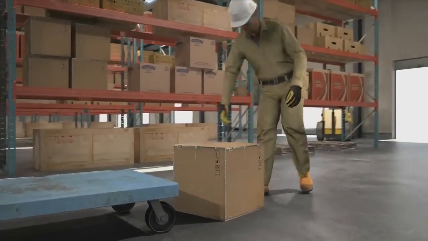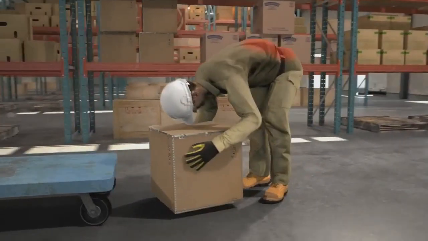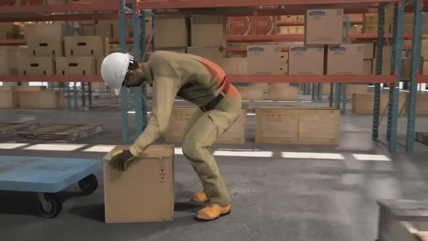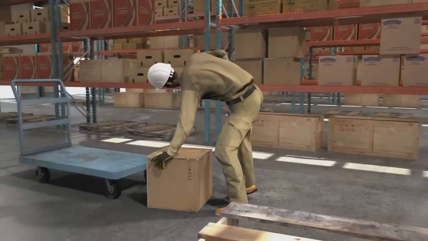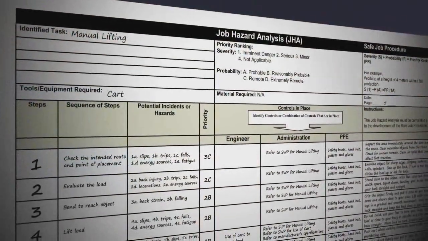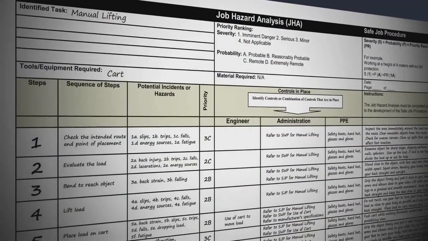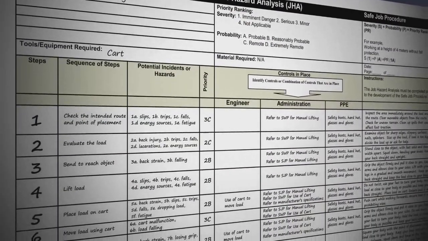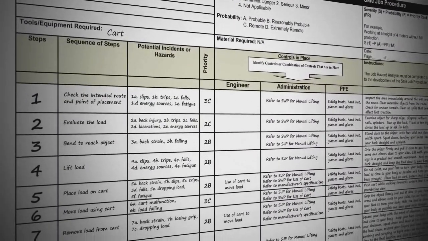Many workers have been injured or killed because they either don't know the right steps or don't recognize the potential hazards of a job. JHAs help establish proper operating procedures and provide recommendations for preventing or eliminating hazards.